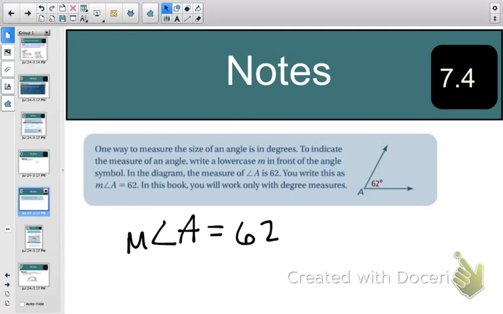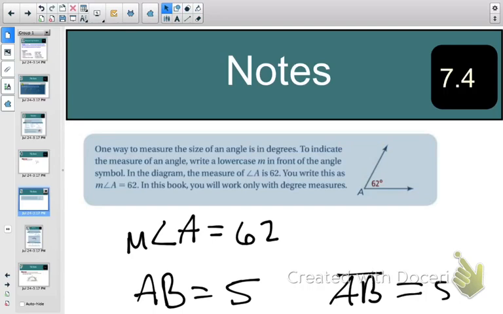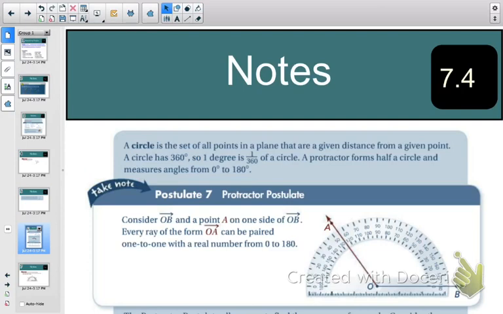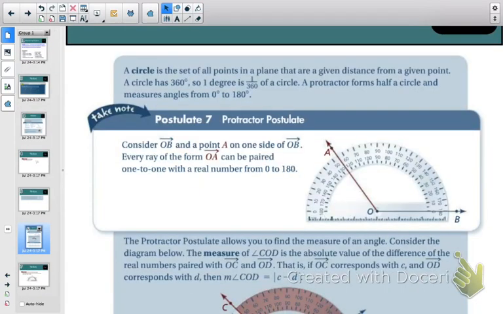It's kind of like when you're saying the side length, you have to say AB equals 5, not the segment AB equals 5. Okay. So same thing with angles. When it's a measure, it has to be equal. Okay, but then we have the protractor postulate.